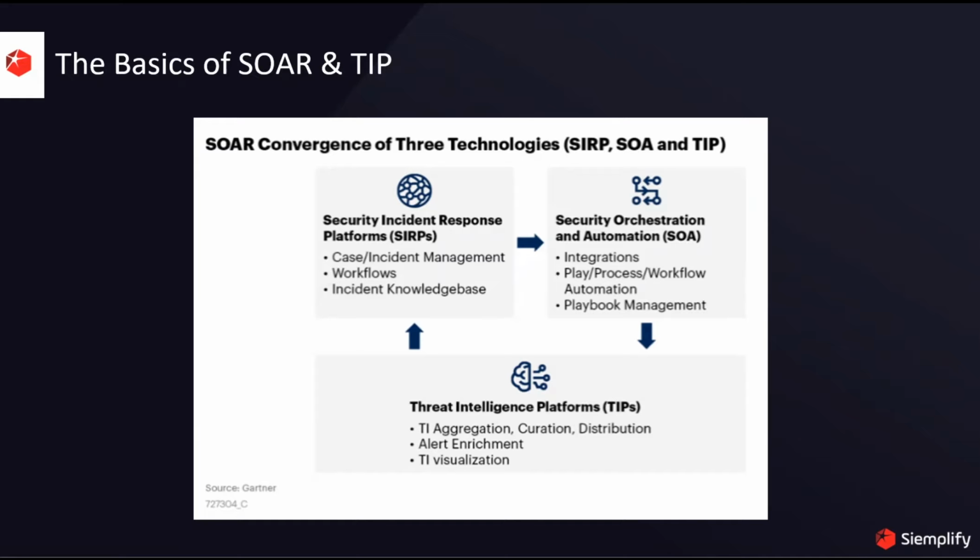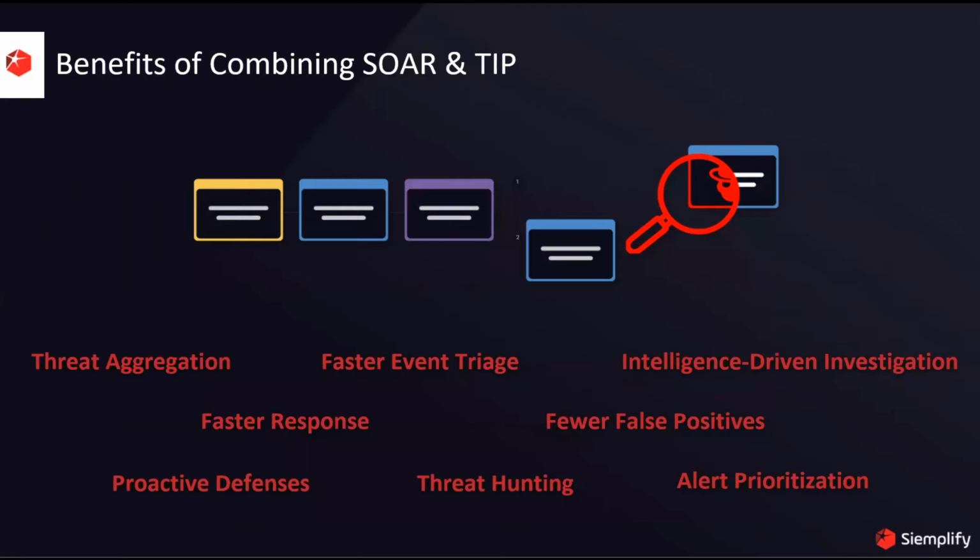So with SOAR, you can now digest alerts, enrich and visualize threats, integrate and automate workflows and playbooks, and manage cases end to end, all from a single platform. And so the benefits then of combining and integrating SOAR and TIP are really endless, from threat and alert aggregation and prioritization, faster event triage and investigations, fewer false positives, the ability to evolve from a reactive security posture to a more proactive security posture, and things of that nature. And that's really where the use cases that we're going to be talking about today come in.